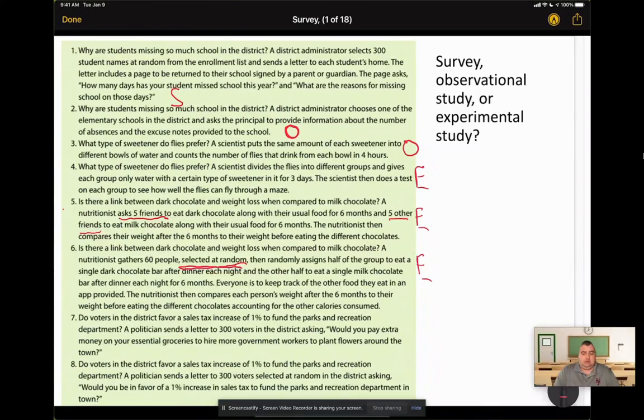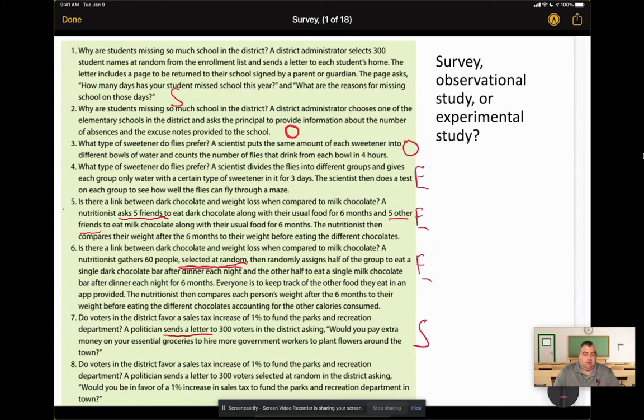All right. Number 7, do voters in the district favor a sales tax increase of 1% to fund the Parks and Recreation Department? A politician sends a letter to 300 voters in the district asking, would you pay extra money on your essential groceries to hire more government workers to plant flowers around the town? The key in this case is the politician sends a letter. That's like a questionnaire. So this would be an example of a survey. Number 7 is a survey.